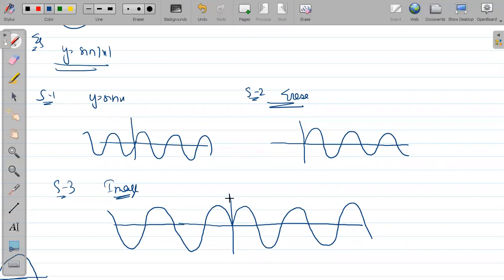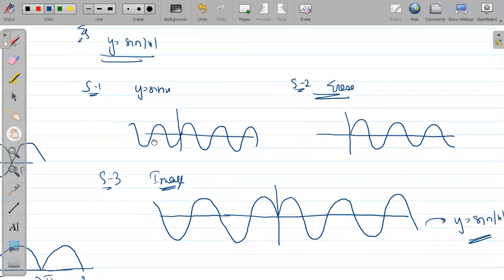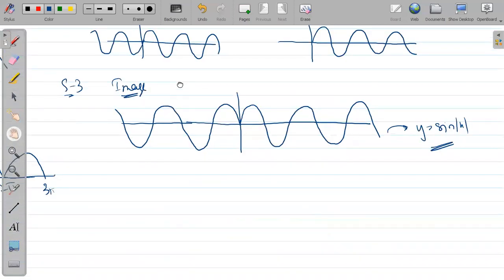Yes or no? So this is the final graph of y equal to sine of mod x. Is it clear or not? Yes, sir, clear. Let me take another example.